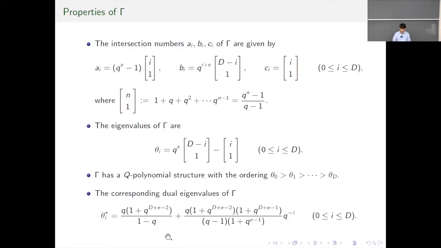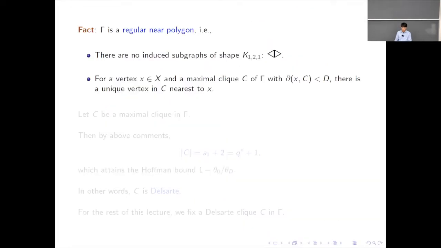So you see, some constant plus some constant times q to the minus i. The nice thing is that a dual polar graph is actually a regular near polygon, which means it satisfies two conditions. First, there are no induced subgraphs of this shape, K_{1,1,2}. By this condition, each edge in this graph lies in a unique clique. Next condition: for a vertex x and a maximal clique C with the distance between x and C strictly less than D, there is a unique vertex in C nearest to x.